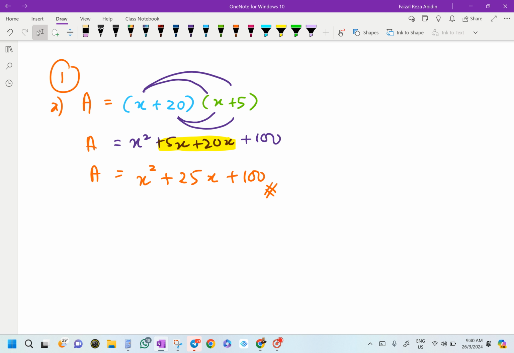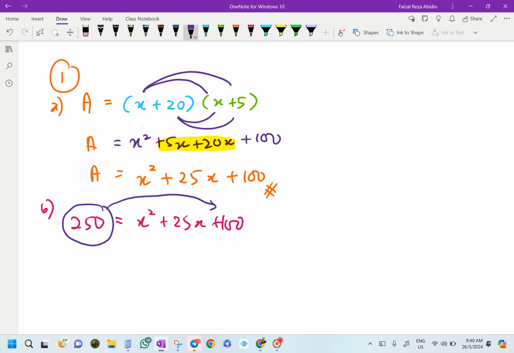The value of A is 250. So you are going to substitute inside our formula only. So 250 is going to be for A here. A equals x squared plus 25x plus 100. So if I want to write it into our quadratic equation, what should we do? Yes, you are moving 250 to the right side. So you are going to get x squared plus 25x minus 150 equals 0. That's it. Any question? Thank you.